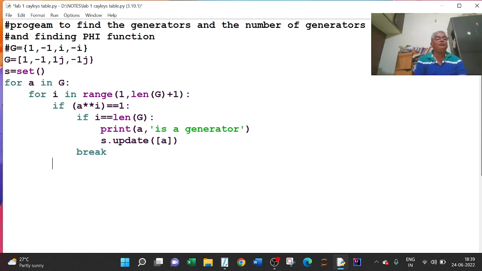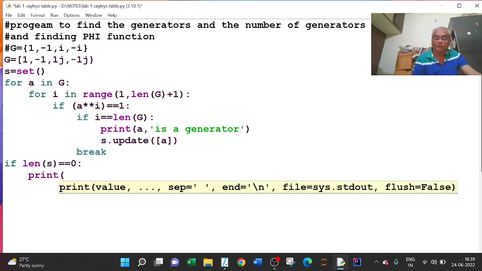Now we got S here, that is the set of all the generators. If there are generators, then some elements are there in this set S. If not, no generators are there, then this set will be an empty set. So if length of S is equal to 0, meaning no generators, print "G has no generators".